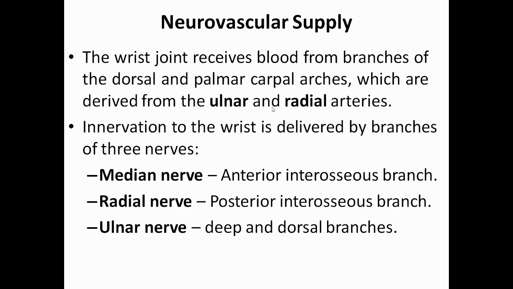Now we will discuss neurovascular supply. The wrist joint receives blood from the branches of the dorsal and palmar carpal arches, which are derived from the ulnar and radial arteries. Innervation of the wrist is delivered by branches of three nerves: the median nerve, the anterior interosseous branch; the radial nerve, posterior interosseous branch; and the ulnar nerve, whose deep and dorsal branches innervate the wrist joint.